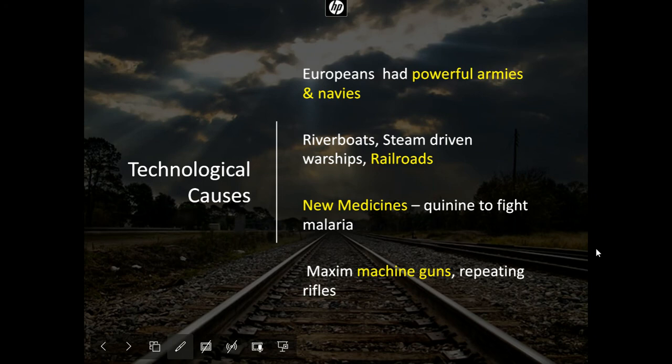But riverboats, steamboats, warships, railroads, they make it more available to get into these areas. If you go to Central Africa or India and you've got a whole bunch of resources you need to send back to your country, having steamships and riverboats and railroads makes that a lot more effective.